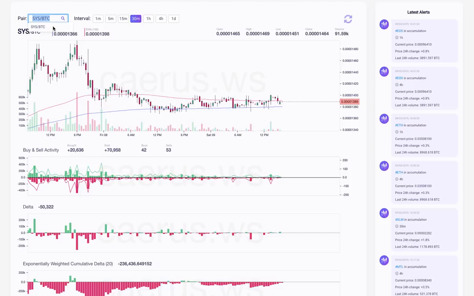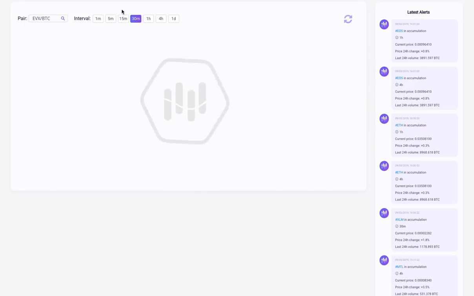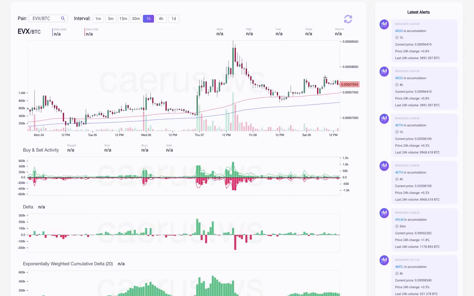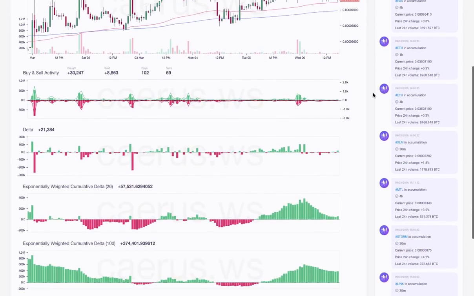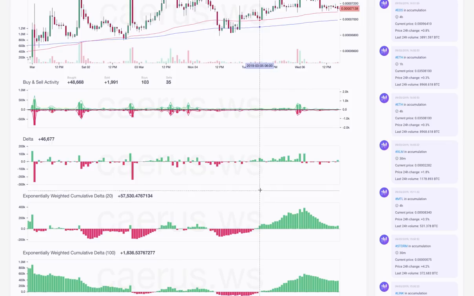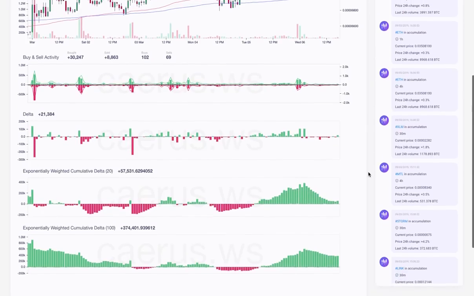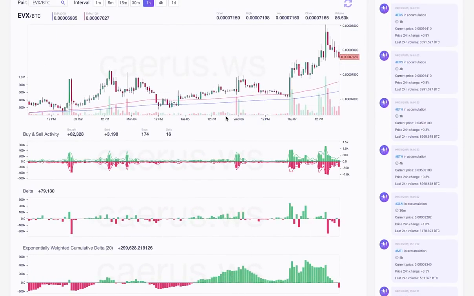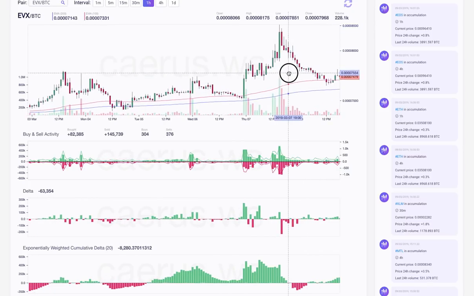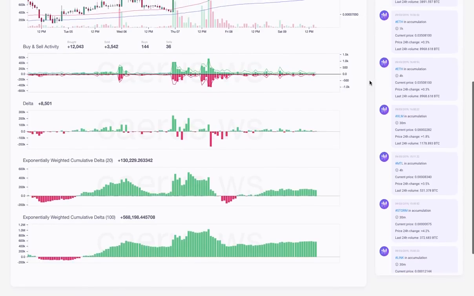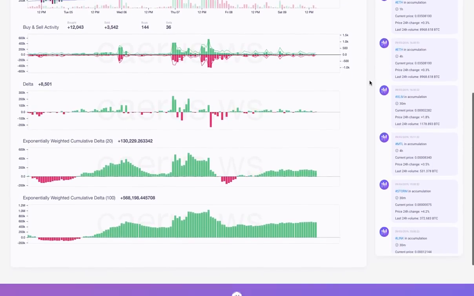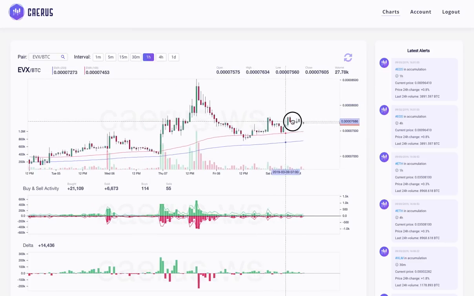So what else can I show? EVX 1 hour. What you can see here, market conditions have been quite neutral for a while. At some point they started to accumulate the asset, and it's very clearly seen on the delta. So after this, very shortly, the price starts growing. Then there is a little exit, but not significant, and accumulation continues. I would say that the market maker here has bigger plans for this coin.